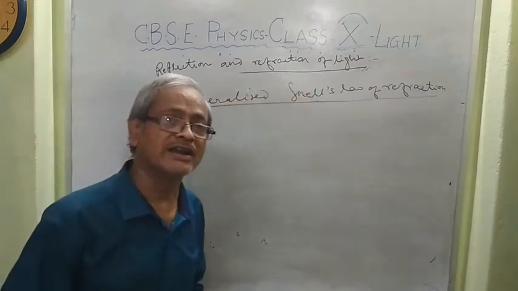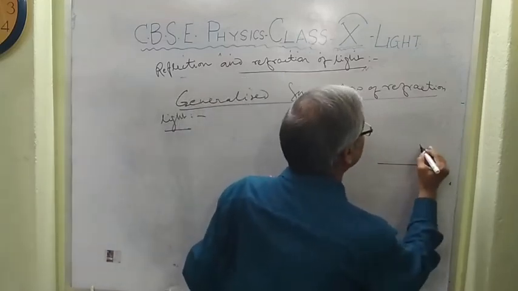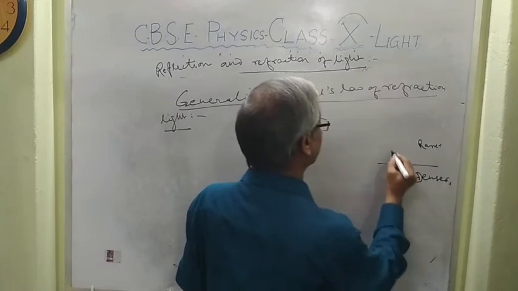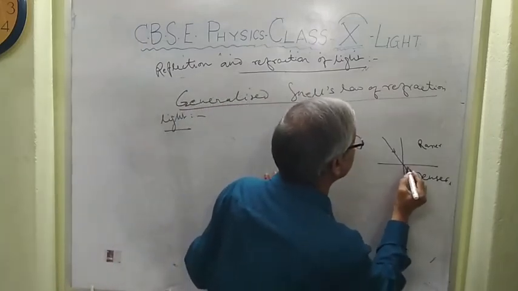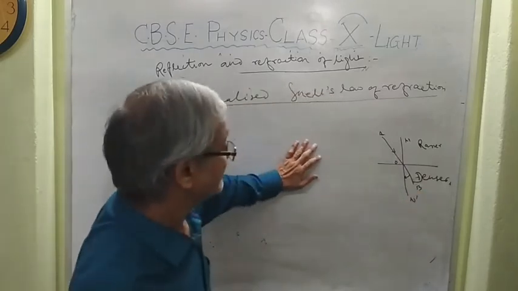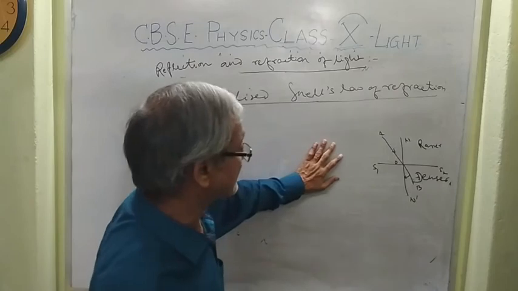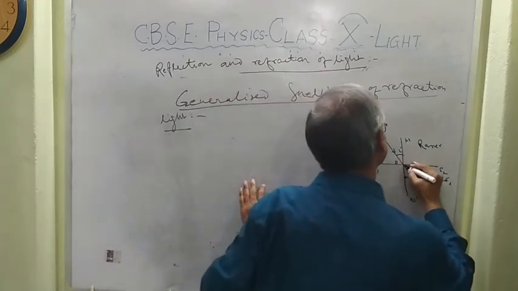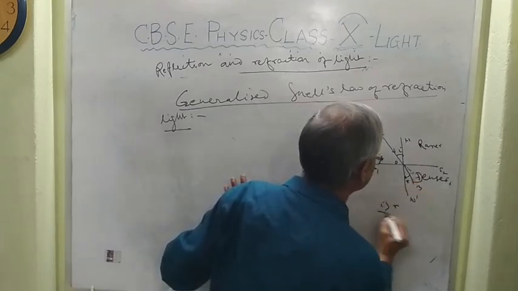We say here that when refraction occurs from an optically rarer medium to an optically denser medium, then the refracted ray bends towards the normal. When a light ray is incident from the rarer medium and refracted at the denser medium, then the refracted ray, this is the original path of the ray, bends towards the normal, that is, angle I is greater than R here, right?